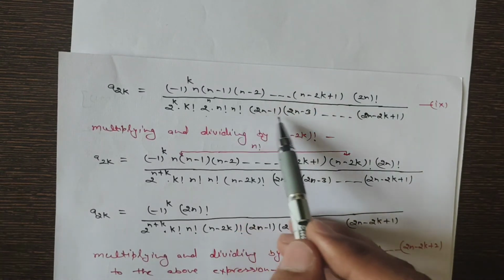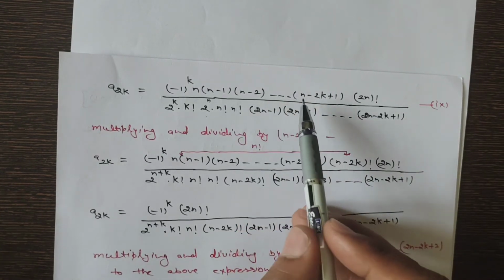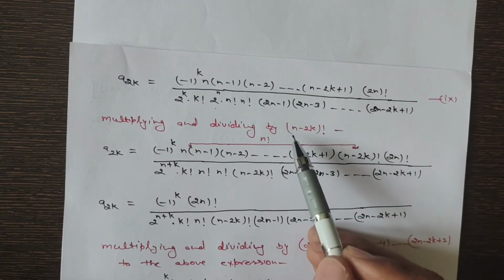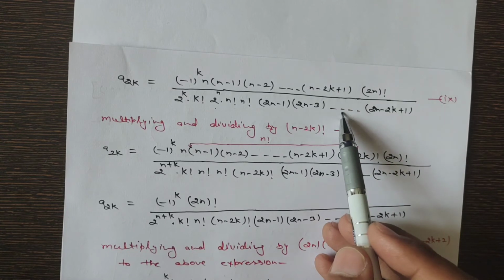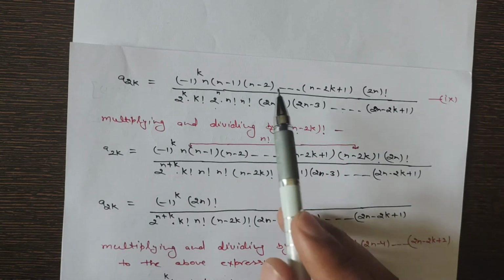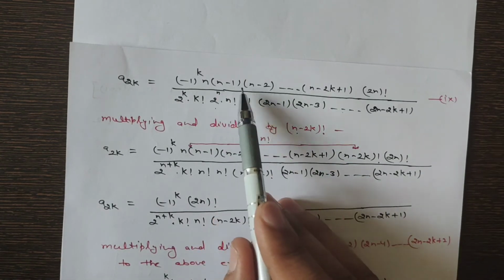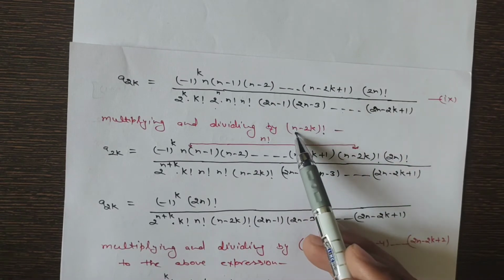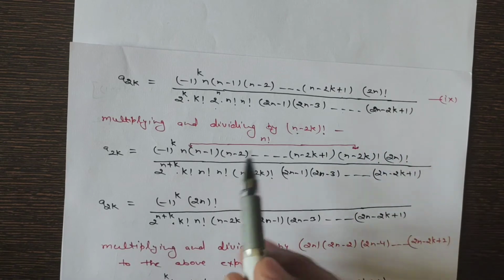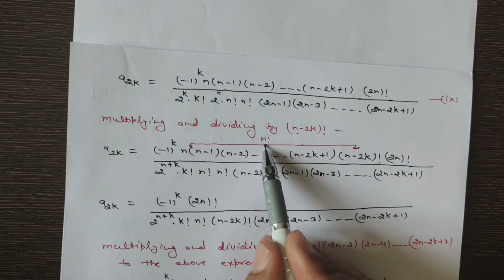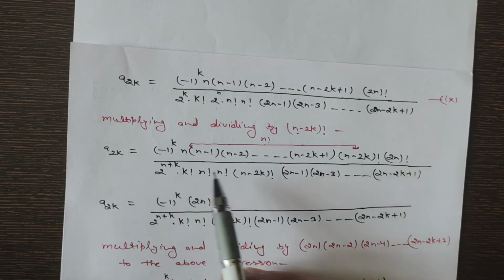Now we'll simplify this coefficient and try to make it compact. How can we do this? In the first step I am multiplying and dividing this expression by (n minus 2k) factorial. What is the effect of this multiplication? The term n into (n minus 1), (n minus 2) up to n minus 2k plus 1, after multiplying with (n minus 2k) factorial, can be read as n factorial. Clear? The rest of the terms are the same.